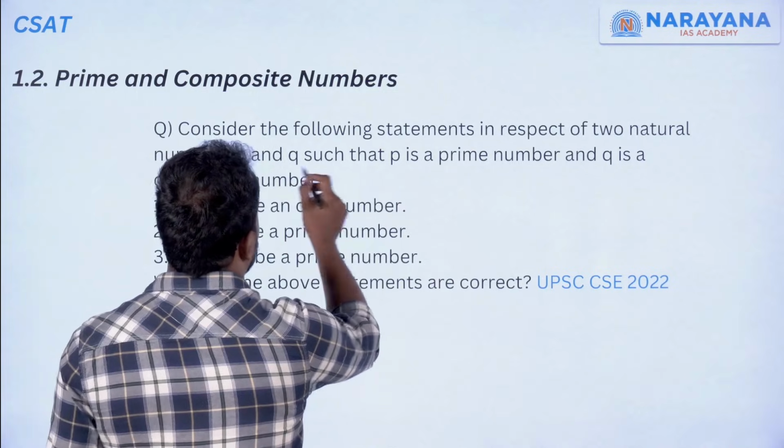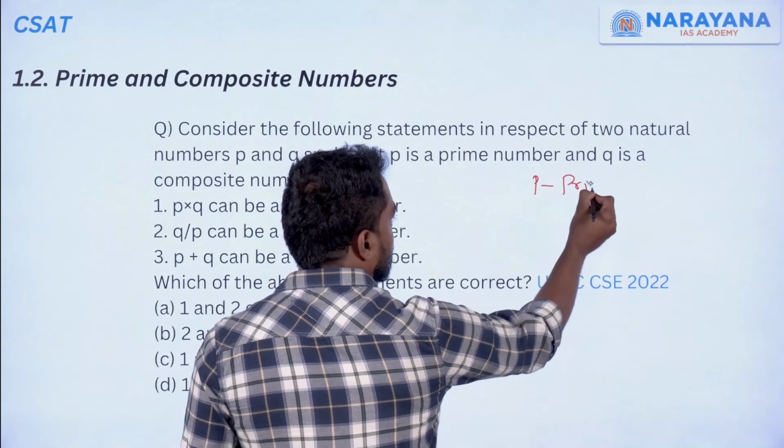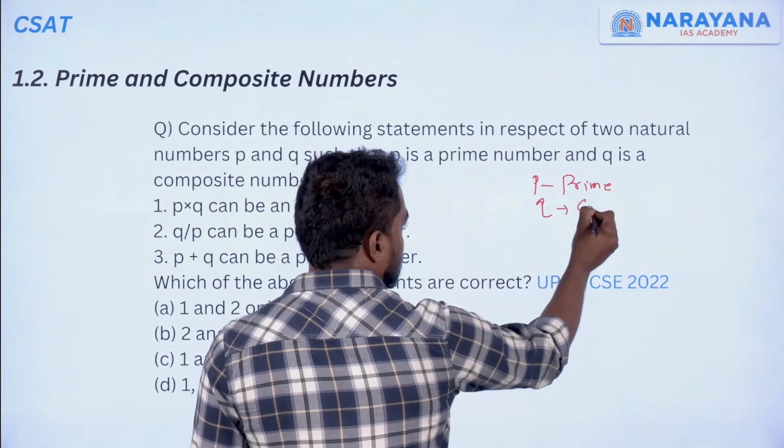So what was mentioned in the question? P is a prime number and Q is a composite number.